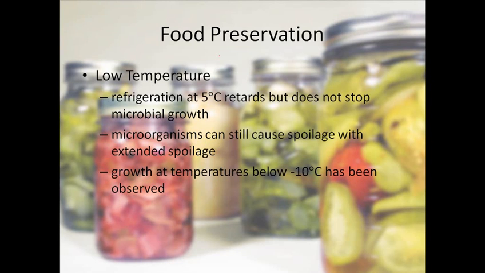So normally food preservation can be done by manipulating different temperatures. Here we are killing those microorganisms which are there, or lowering the load of microorganisms in our food via manipulation of the environment. Here we have lower temperature. If we refrigerate our food at 5 degrees Celsius, it does not stop microbial growth. Microorganisms can still cause spoilage. Growth at temperatures below -10 degrees Celsius has been observed. So that means the food in the refrigerator is not at all safe.